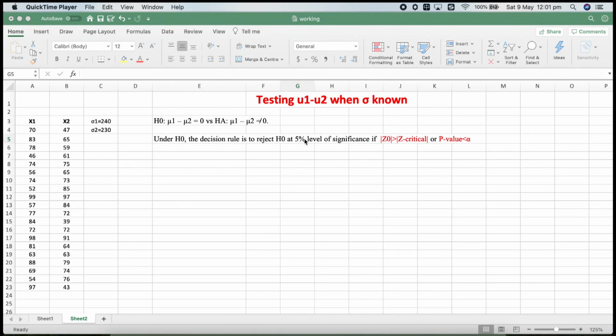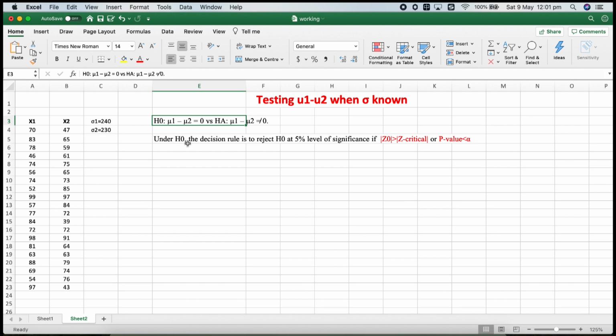Hello, this video is about testing mu1 and mu2 of two populations when sigma is known. For example, we want to test whether mu1 equals mu2. We need to write the null hypothesis and the alternative hypothesis first, like this. And then we make the decision rule: to reject H0 at 5% level of significance if this.